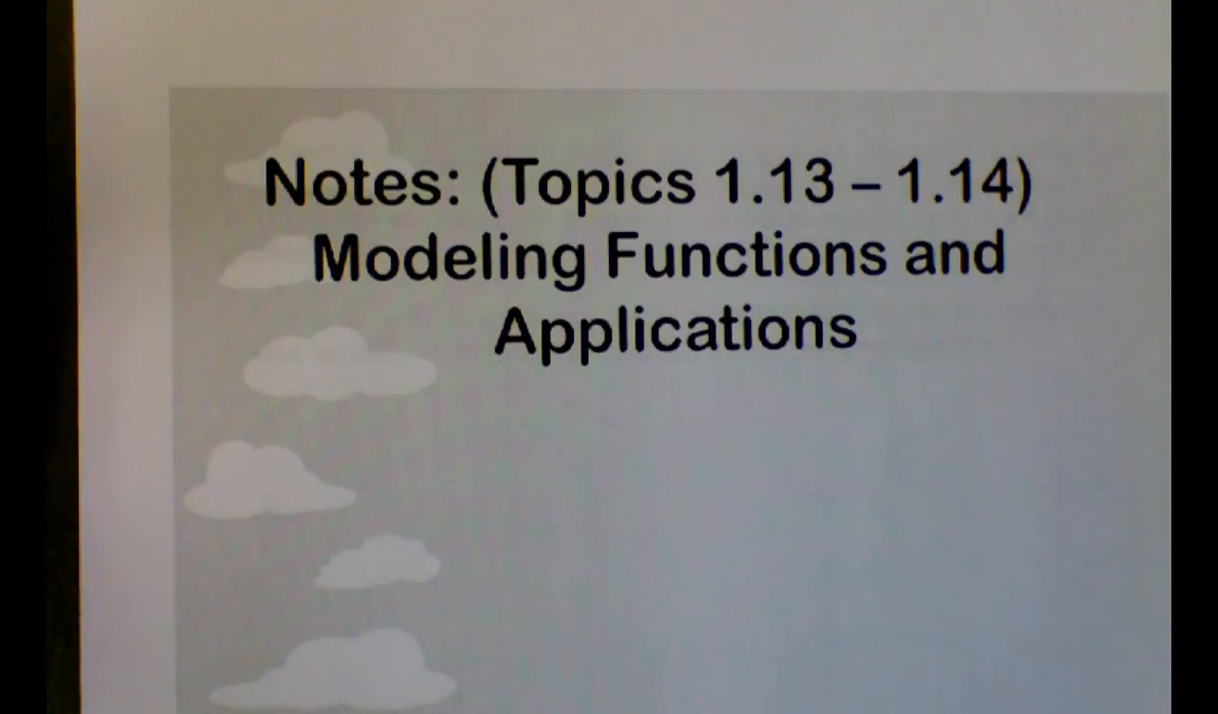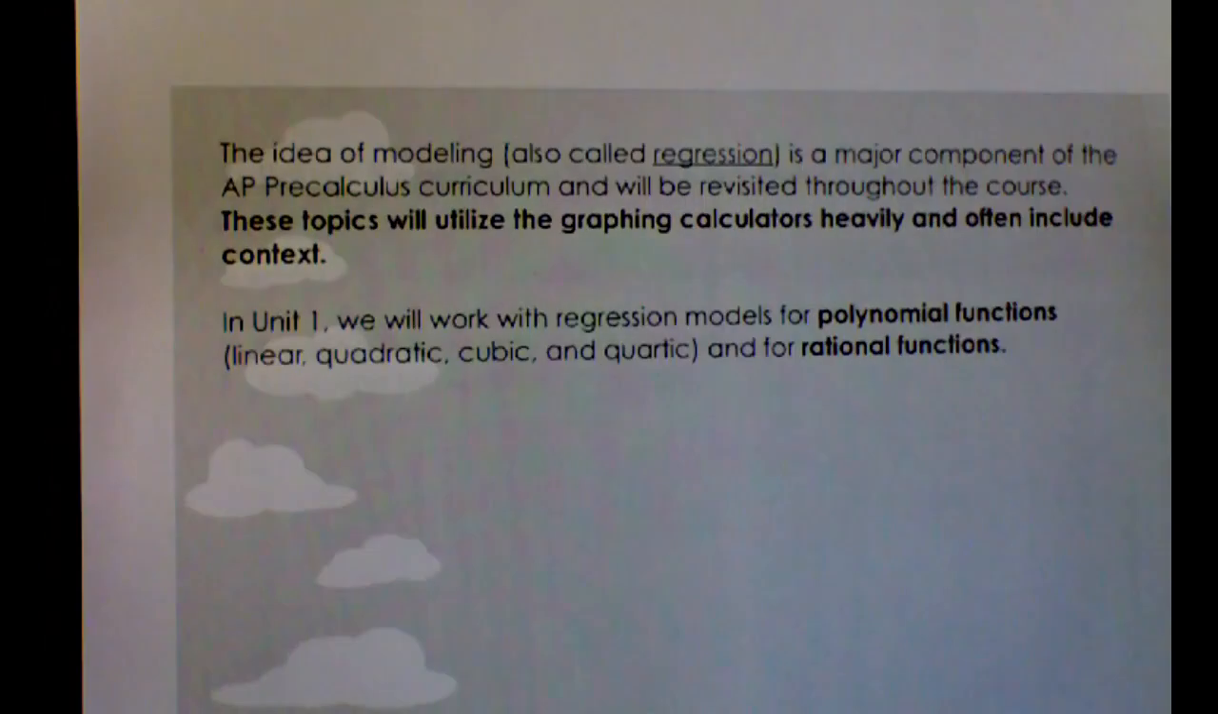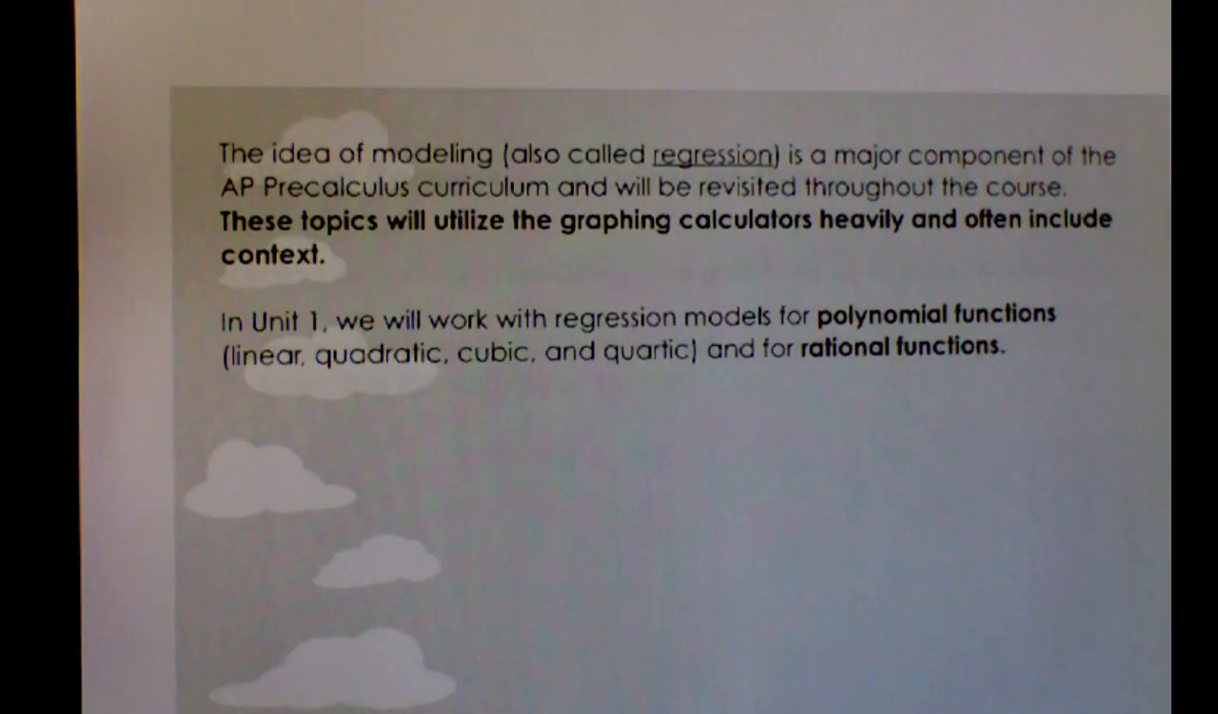All right, this is modeling functions and applications. This will be a calculator-heavy section. The idea of modeling, which is also called regression, is a major component of the AP Precalculus curriculum and will be revisited throughout the course. These topics will utilize the graphing calculators heavily and often include context. In Unit 1, we will work with regression models for polynomial functions, which are linear, quadratic, cubic, and quartic. That's fourth power. And for rational functions.